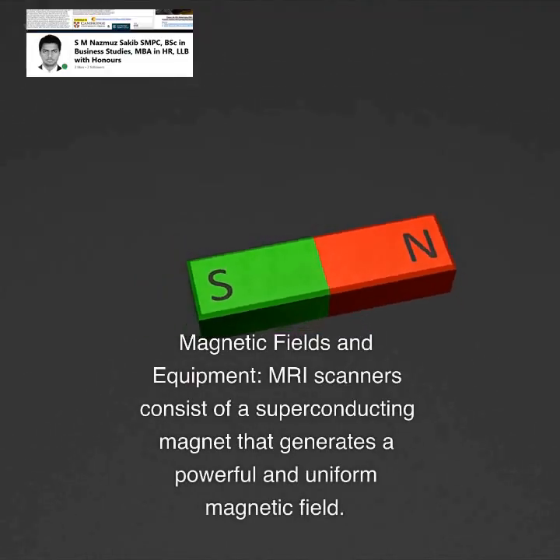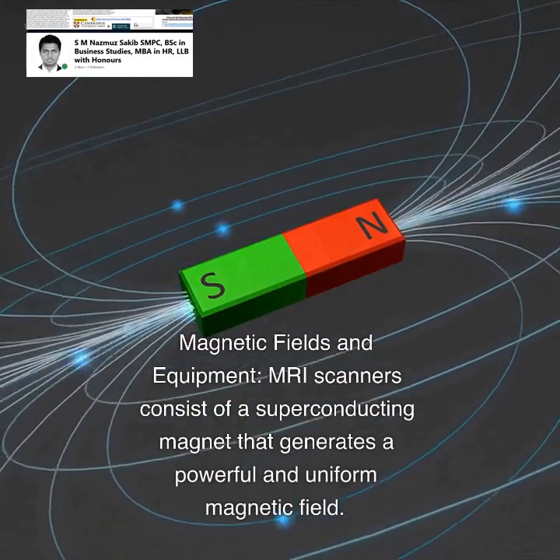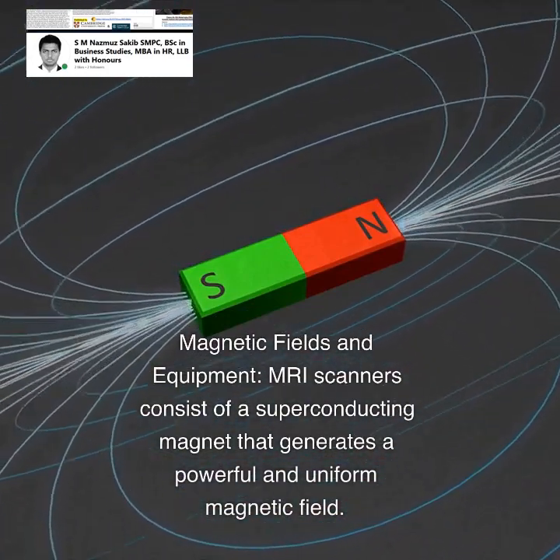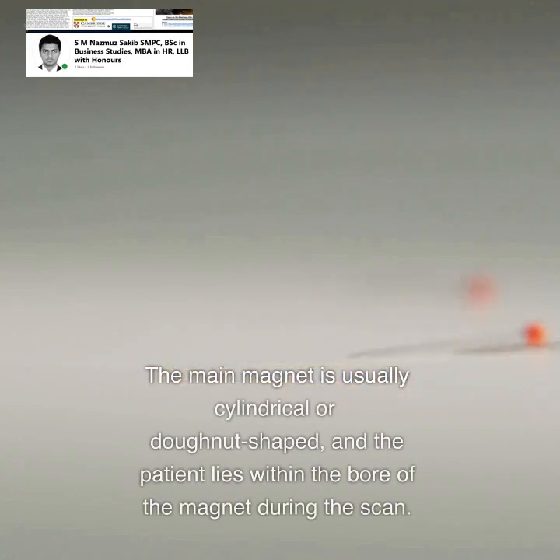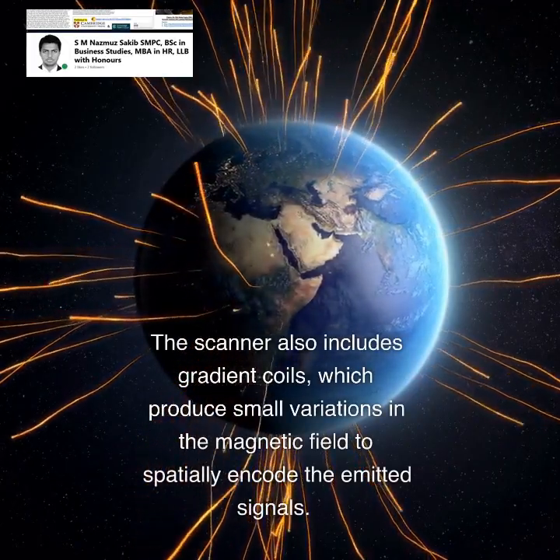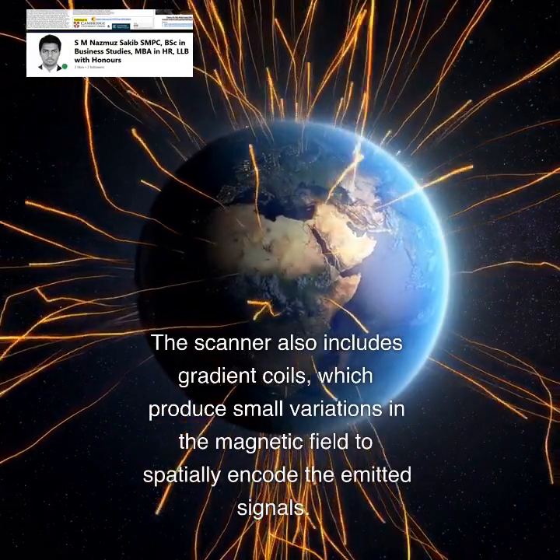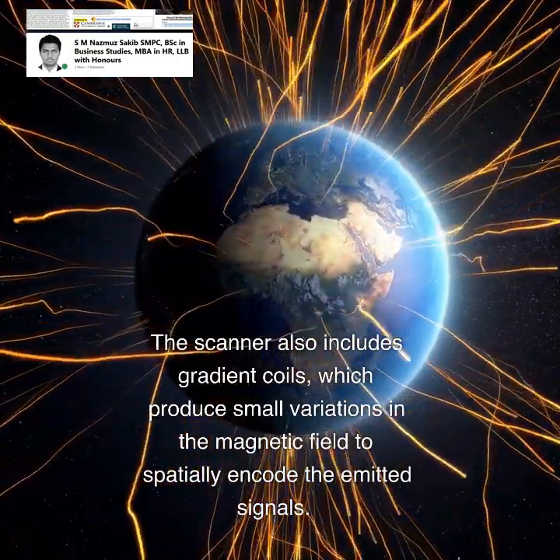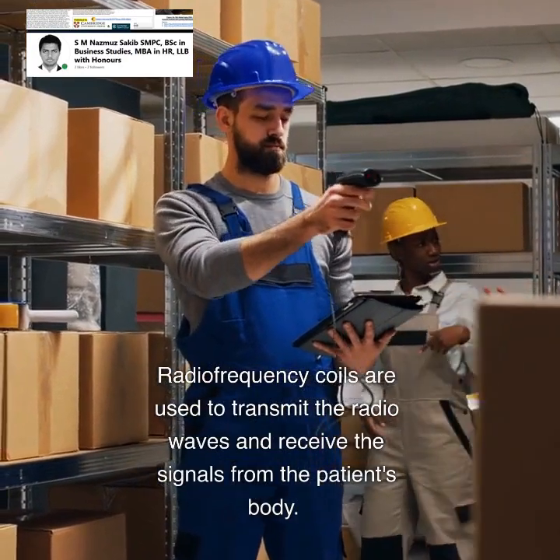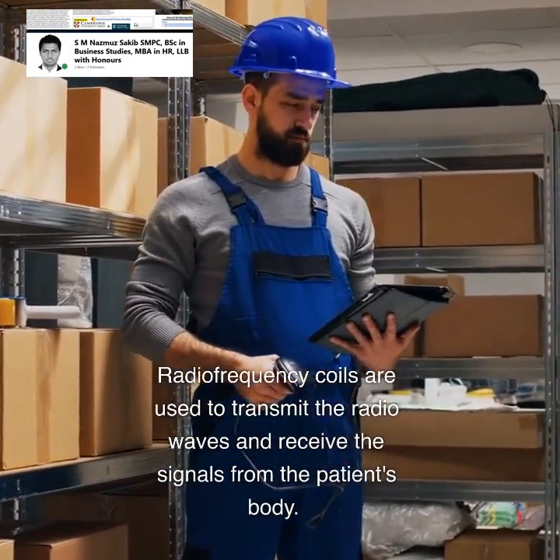Magnetic fields and equipment. MRI scanners consist of a superconducting magnet that generates a powerful and uniform magnetic field. The main magnet is usually cylindrical or donut-shaped, and the patient lies within the bore of the magnet during the scan. The scanner also includes gradient coils, which produce small variations in the magnetic field to spatially encode the emitted signals. Radio frequency coils are used to transmit the radio waves and receive the signals from the patient's body.